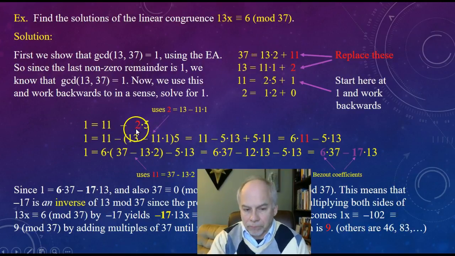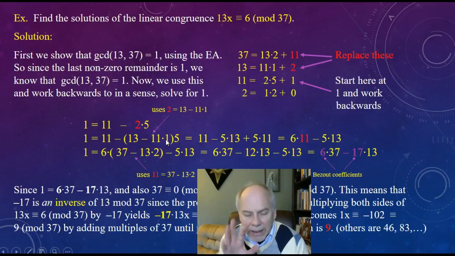Okay, so I'm going to systematically replace the numbers above the 1. So I need to replace the 2 and I need to replace the 11. All right, so I've got 11 minus 2 times 5. I'm going to replace the 2 using the equation right above it. If I subtract 11 times 1 from 13, so 2 would equal 13 minus 11 times 1. So I replace the 2 with 13 minus 11 times 1.